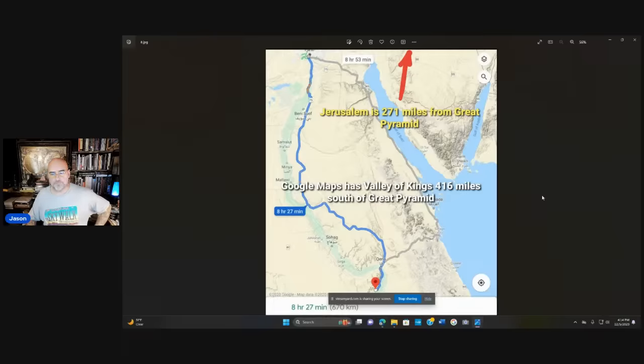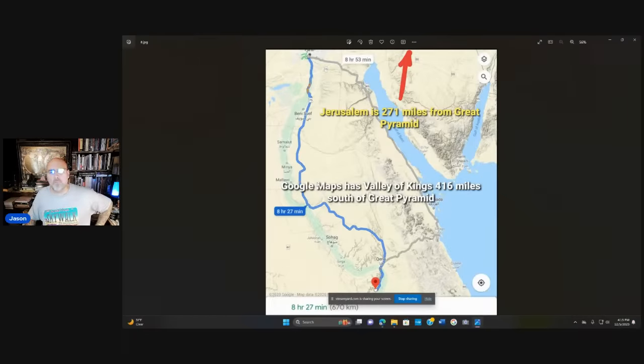Here's Google Maps, guys. This is huge. You see this blue line on Google Maps? If you're driving the speed limit in Egypt today, it will take you 8 hours and 27 minutes to get between both Egypts: the Egypt of the pyramids, and way down here, the ancient Egypt of Kemet, Waset. 8 hours and 27 minutes of driving, but in the ancient world, they didn't drive, they walked after the cataclysm.